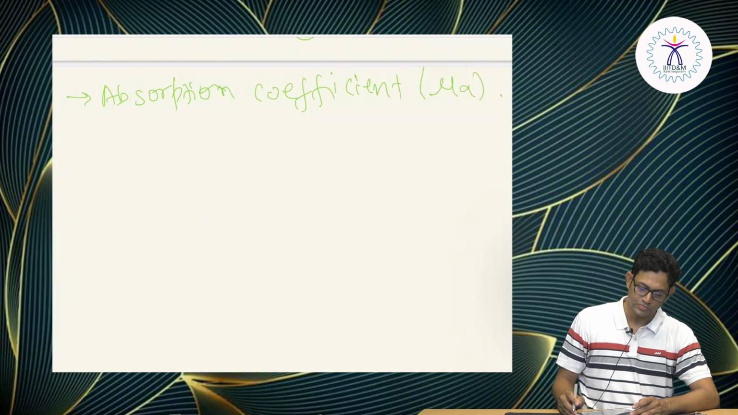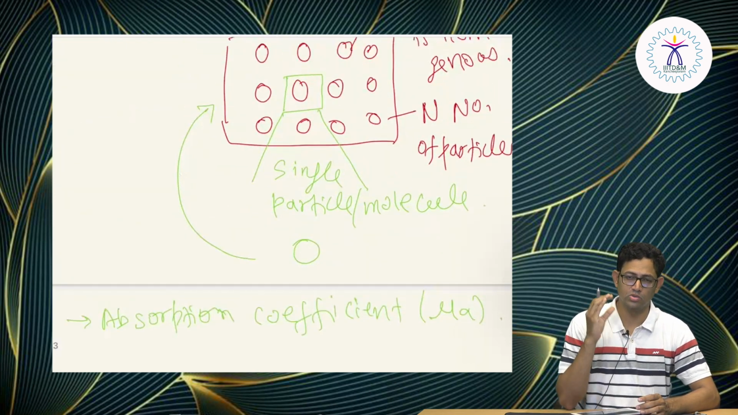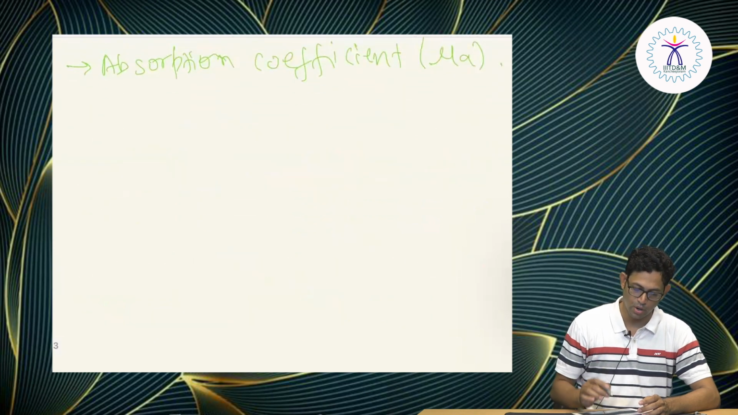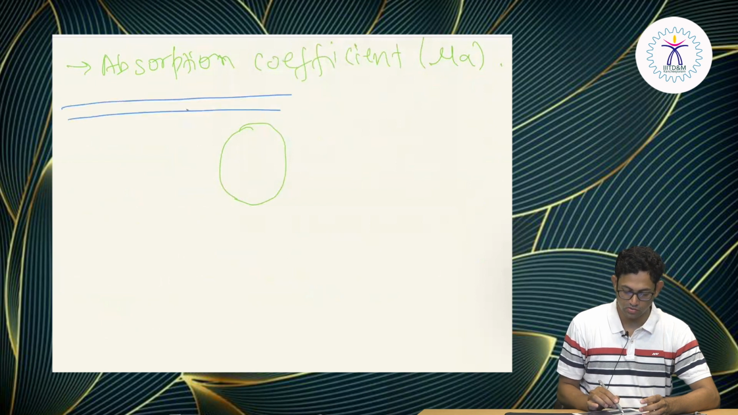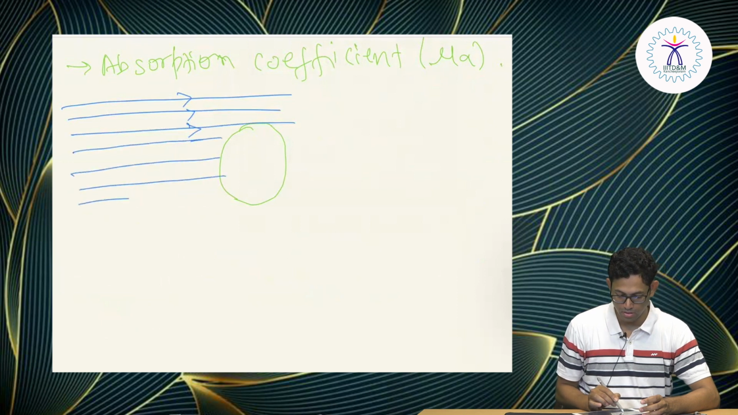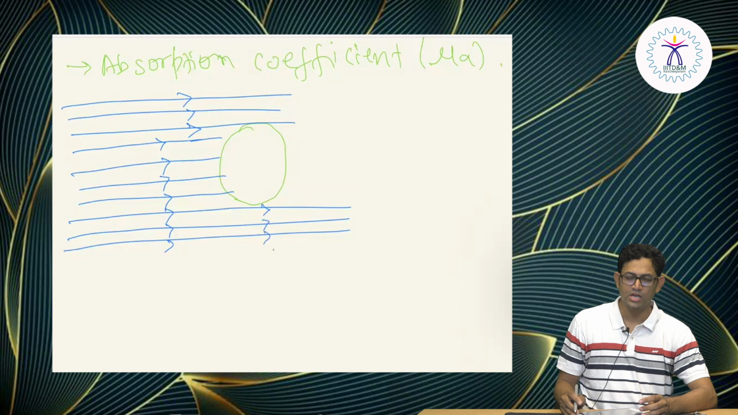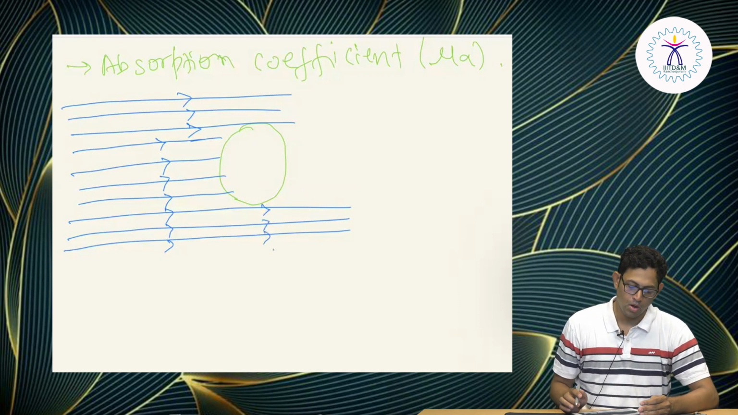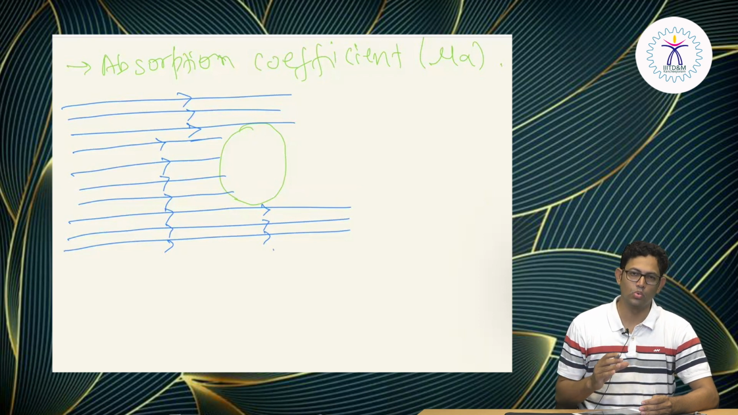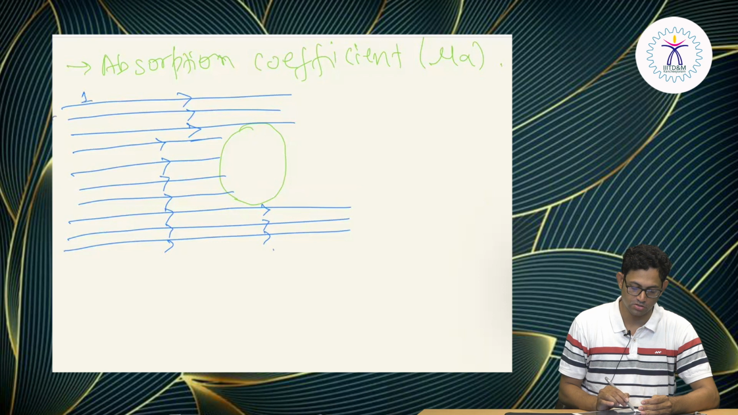Now, as I said, we have moved from many particles to a single particle theory. Let us talk about a single particle. This is a single sphere. Now, I am going to shine a light source like this. This is the light that I am going to shine, and all the lines that you see over here are the photons. This is photon number 1, this is 2, this is 3, this is 4, and so on and so forth, n number of photons.